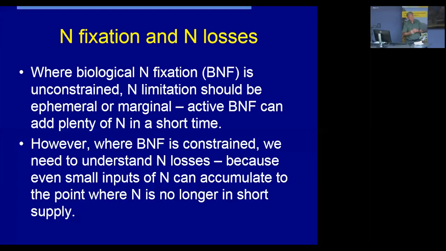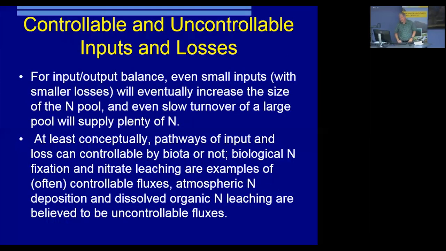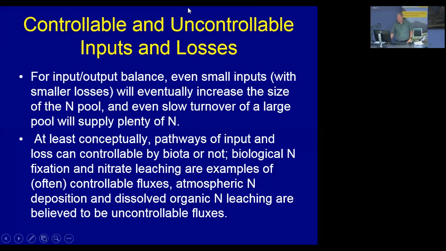And I want to look at those losses briefly here, because that's kind of the work I'm focusing on now. This is restating the fact that even small inputs will eventually increase the size of the nitrogen pool, but at least conceptually, inputs and outputs and losses of nitrogen from ecosystems could occur by processes that biota could control or that they couldn't control.